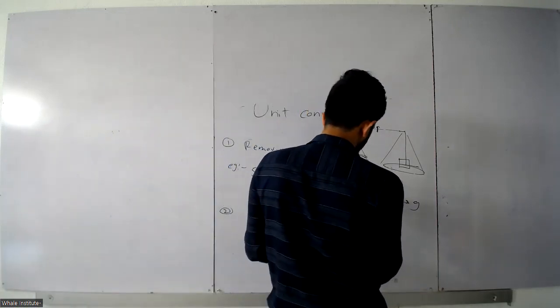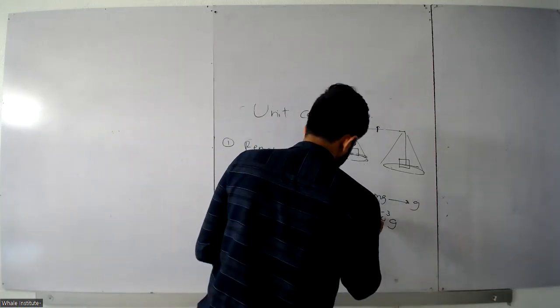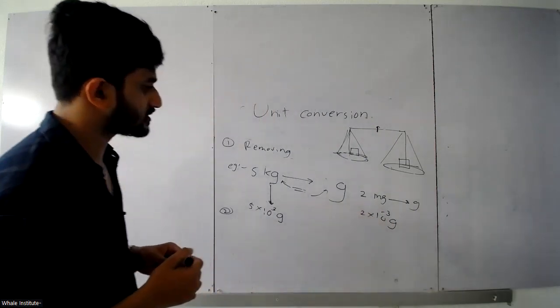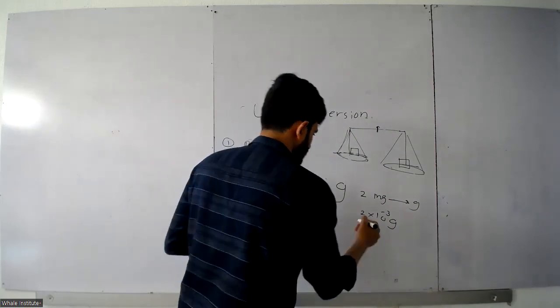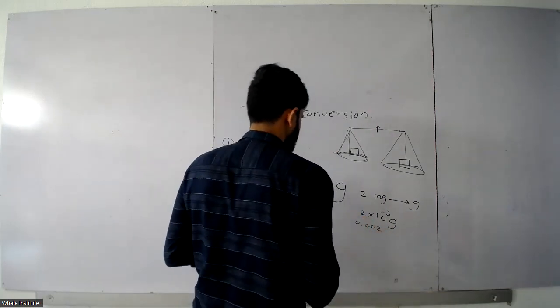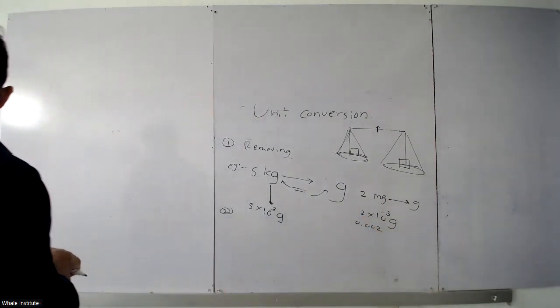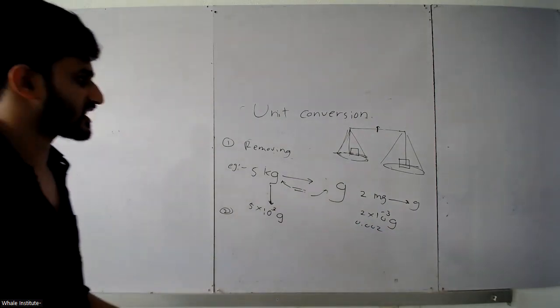Here if it's 2 milligrams, then in grams it's 2 into 10 to the power minus 3 grams. That is 0.002 grams, right? 2 milligrams equals 0.002 grams in grams.